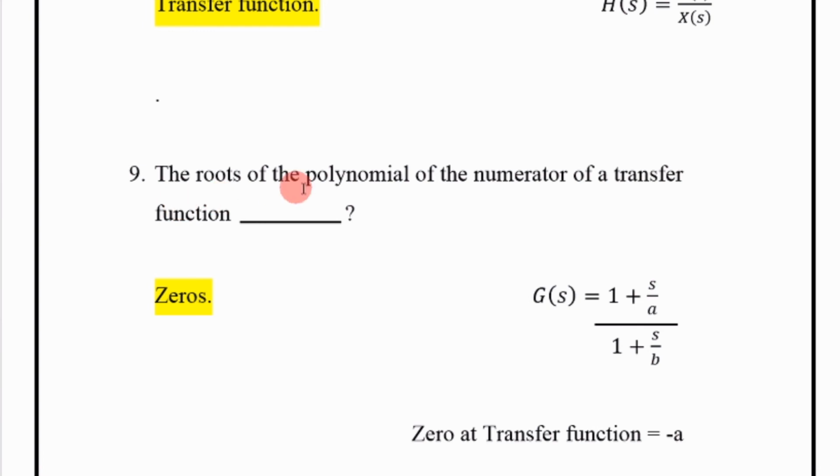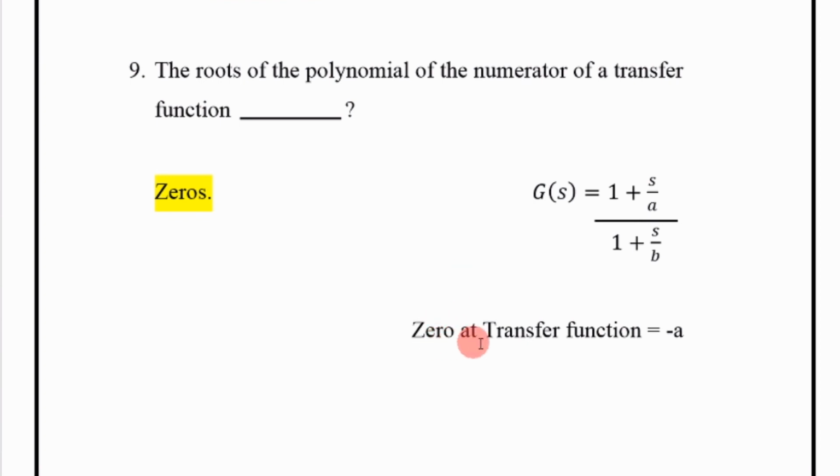Next, the roots of the polynomial of the numerator of a transfer function are the zeros. Zero of the transfer function is equal to minus a.